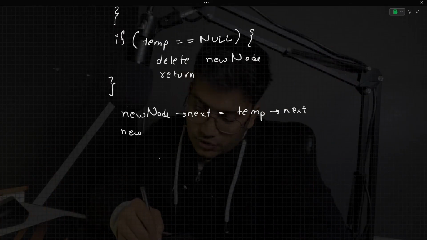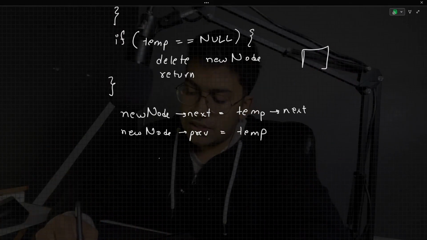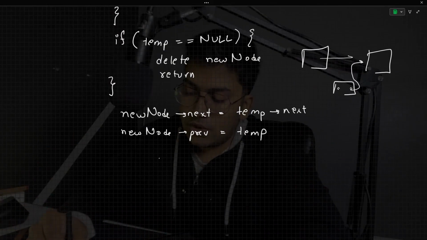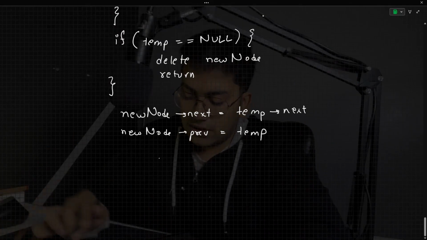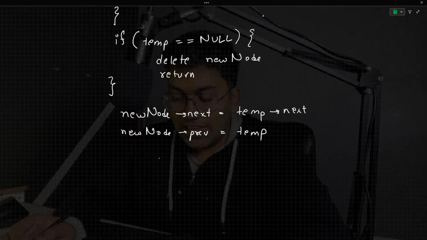Fine. Now new node's previous is what? Temp, right? So given this temp, given this new node, given this next node, what I'm trying to do is assign the next node of this equal to this, and the previous of this to temp itself. So that is the thing that we are actually doing. So we've assigned 2 links. Now there are 2 more links remaining.